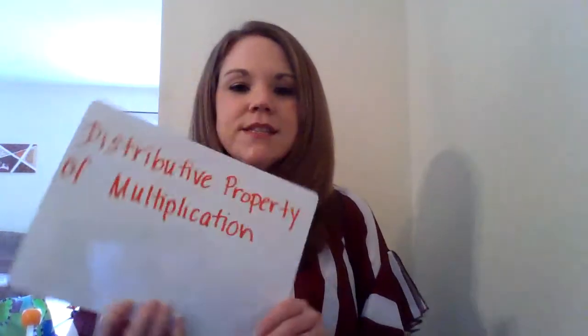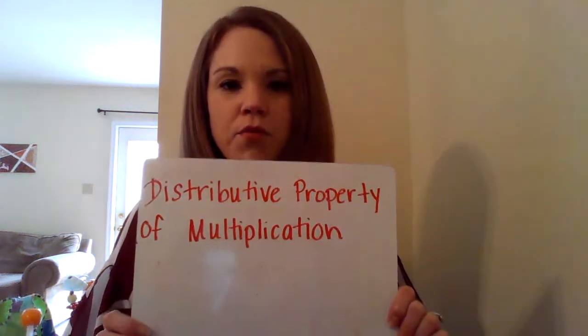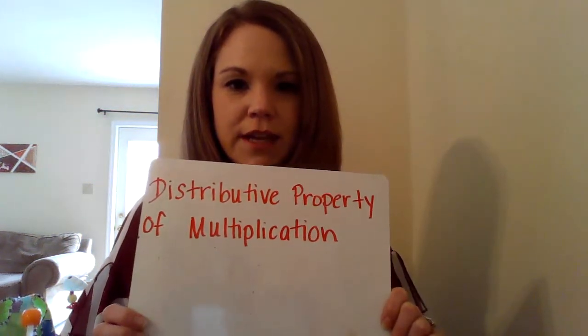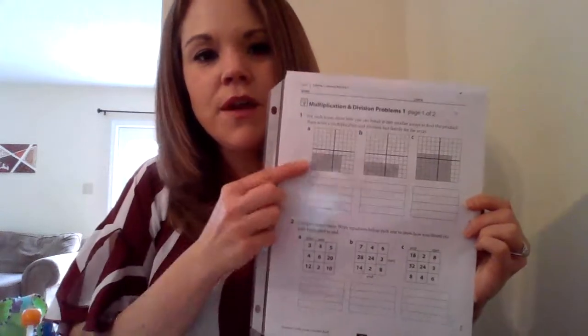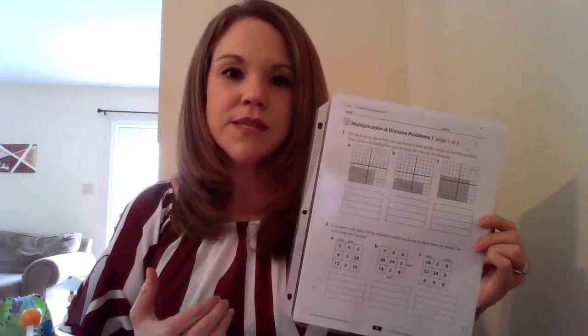All right, so our first thing that we're going to talk about is, let's see if we can remember this fanciness, the distributive property of multiplication. And that is simply what I'm going to show you today. Is if we take arrays that we already have and we break them down to make them smaller problems to make multiplying easier for us.